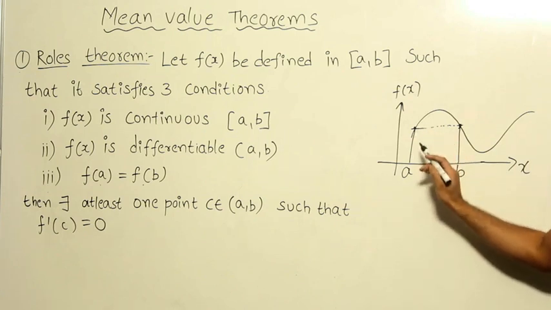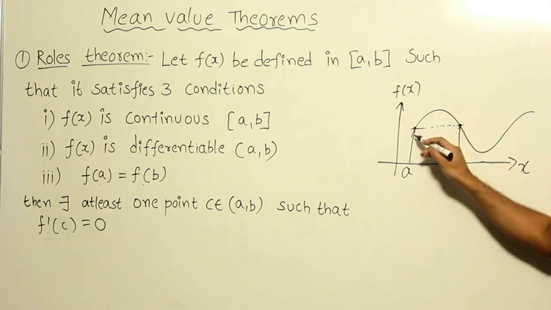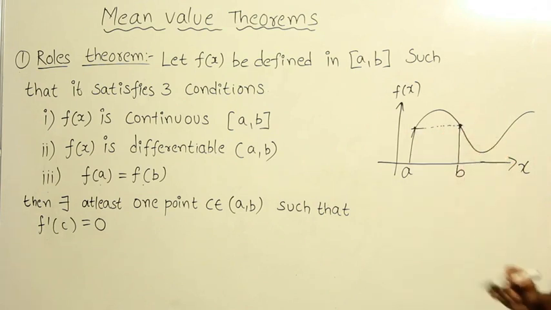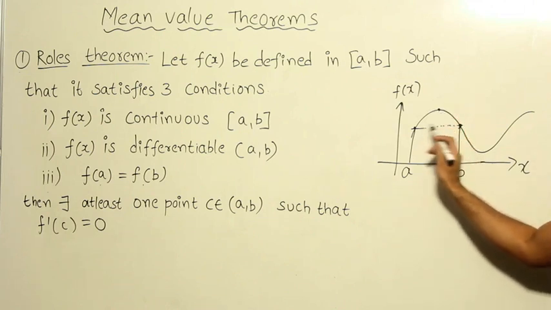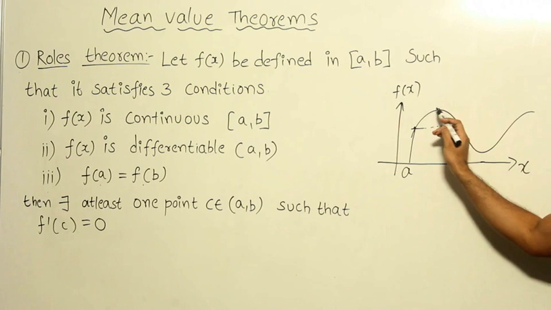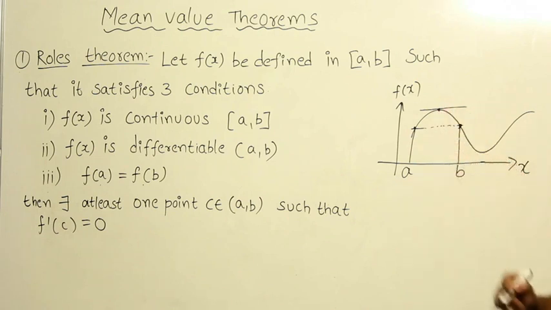So what they are trying to say is, whenever you have any such 2 points on which the value of the function is equal, then definitely you will be able to find one more point between these 2 points in such a way that you should be able to draw a tangent which is parallel to x-axis. That is what they are trying to say.